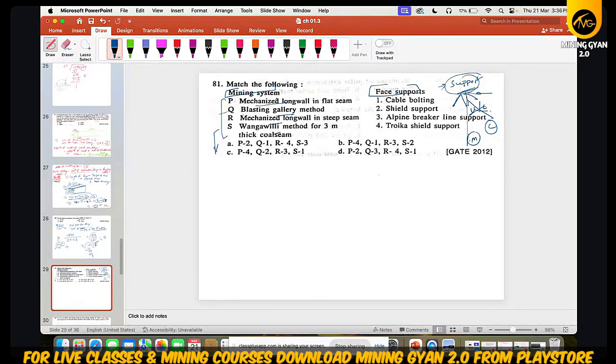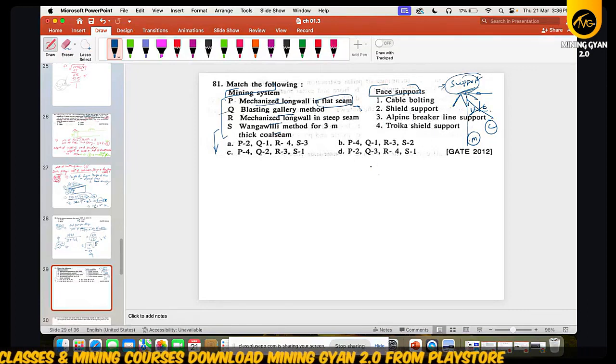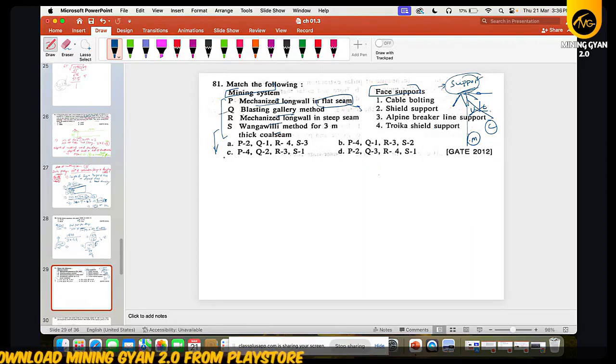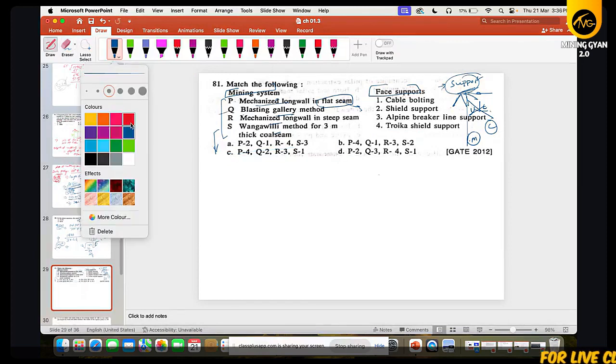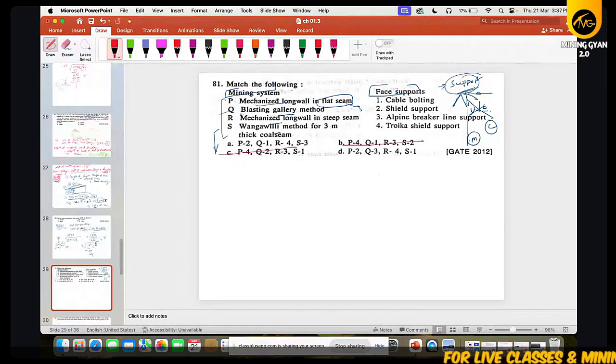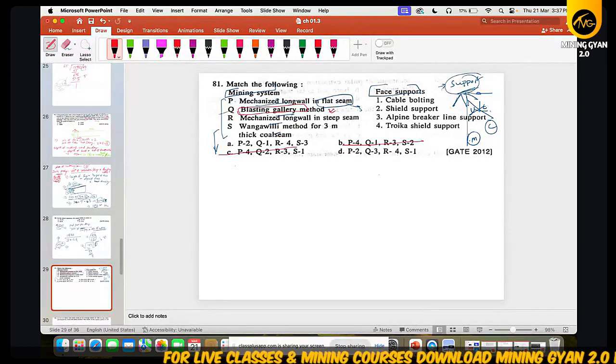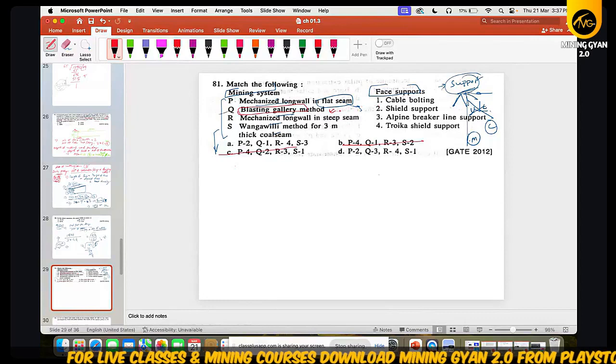Okay, so in the mechanized longwall flat seam, I know that it uses the shield support. So I will cut down options. It will eliminate 2 and 4. Then I have only options A and D. So then I will go to the next option. I know the blasting gallery method. Recently, I have worked with them and I know they are using cable bolting.